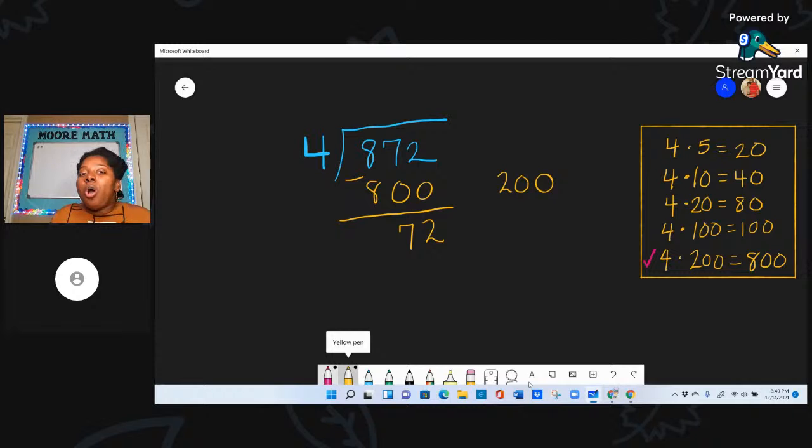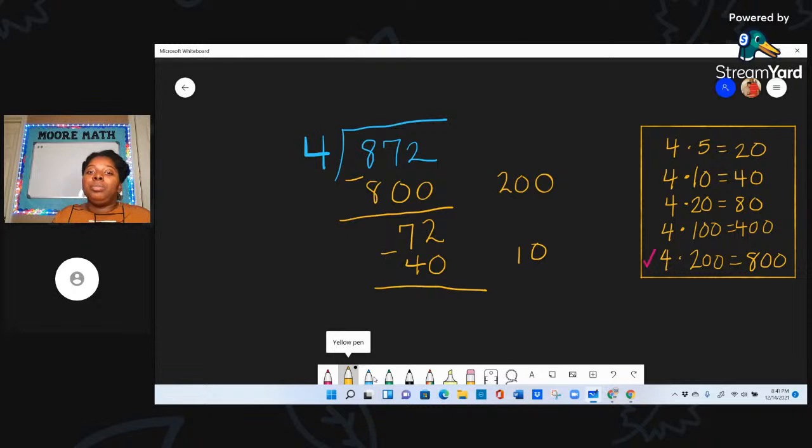All right. So 72. Oh, and it's more. 4 times 100 is 400. So would I choose 100, or is that going to be too much? Too much. What about 20? Is that going to be too much? Too much. So how about 10? Yes. 4 times 10 is what? 40. So I'm going to choose 10 and I get 40.